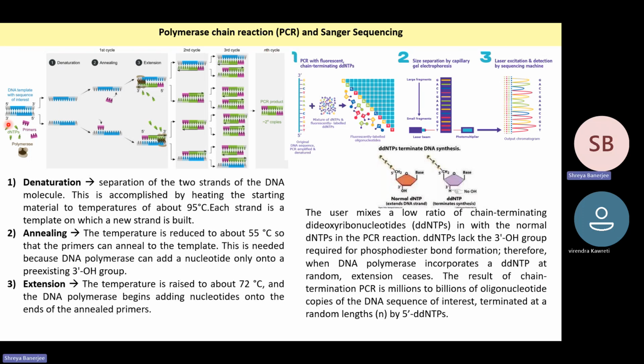You can just first denature the DNA to get the two strands. Then in the annealing process, add both the ribonucleotides and the dideoxyribonucleotides, where you have no OH at 3'. That will give you many copies of the DNA, some of which are the full DNA and some of which are fragments of the DNA terminated wherever the ddNTP is inserting. Then the fragments can be separated by capillary gel electrophoresis, and they can be put in a sequencing machine to find out what is the sequence of the DNA.